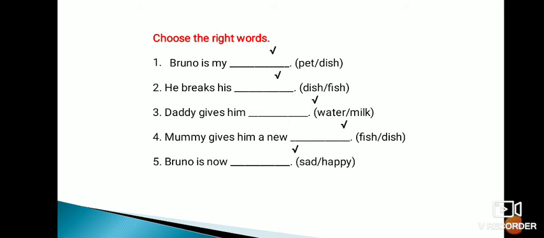Bruno is now happy. So all the answers I have told. Again I shall repeat it, the answers only. First answer is pet. Bruno is my pet. Next answer is dish. Then third answer is milk. Fourth answer is dish. And fifth answer is happy. So remember children, do not commit mistakes in this. You can ignore these tick marks, as they are wrongly placed. You can ignore this error, and I am telling you the correct answer. You can note down the correct answers.